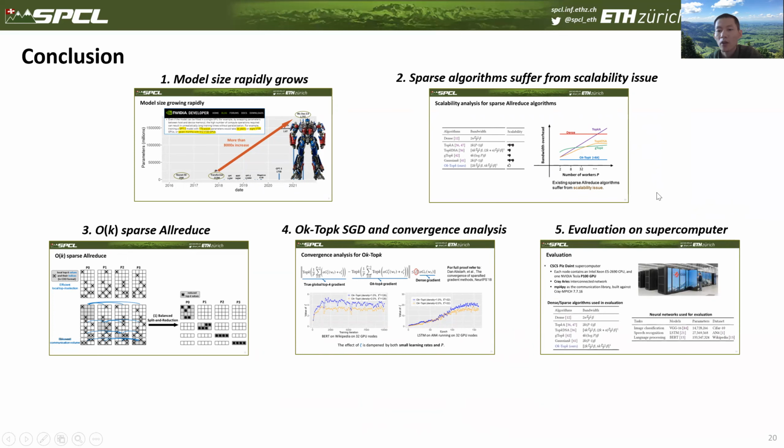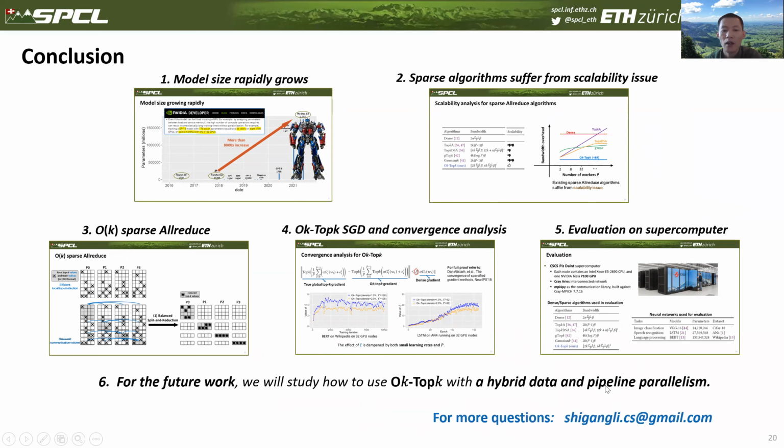And at last, we evaluate the performance on the Piz Daint supercomputer, and the results show that OK top K achieves the fastest time to solution. For the future work, we will study how to use OK top K with a hybrid data and pipeline parallelism. That's all for my presentation.